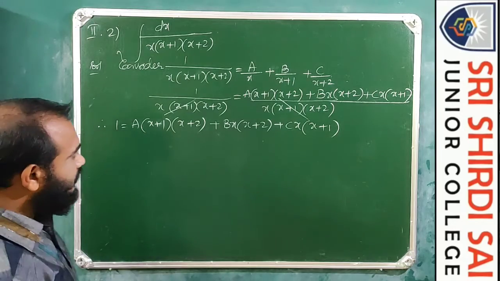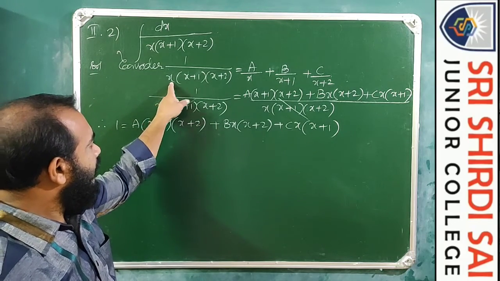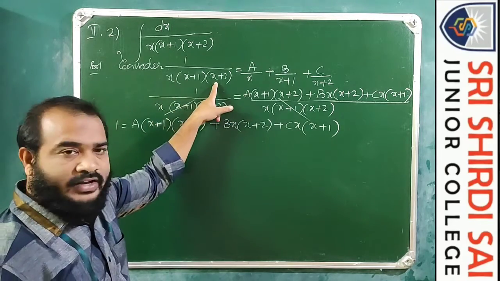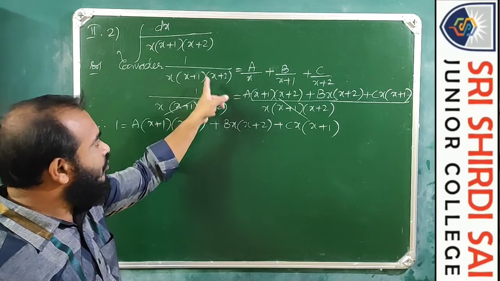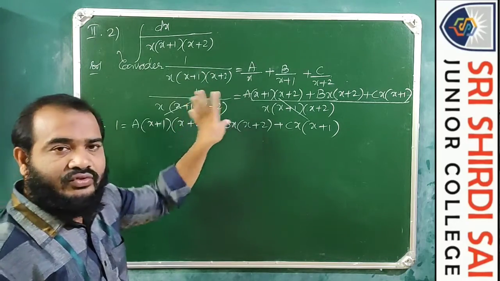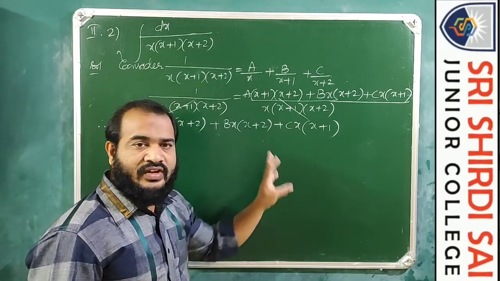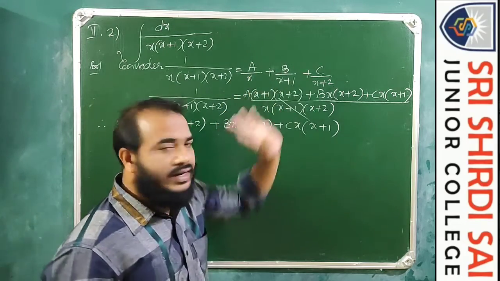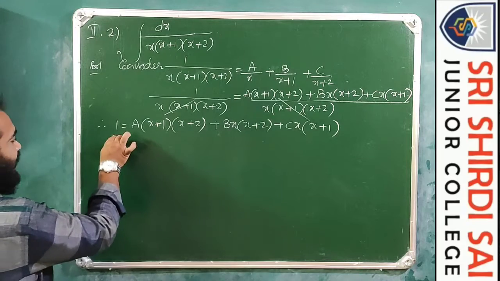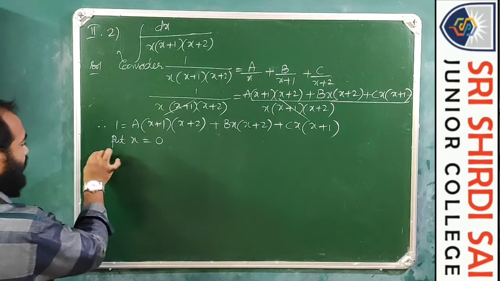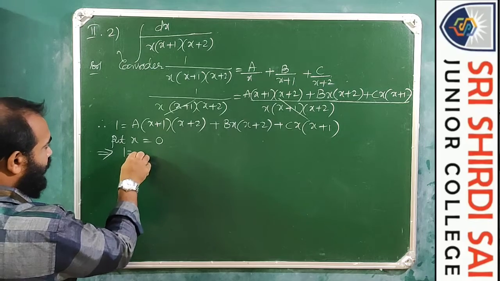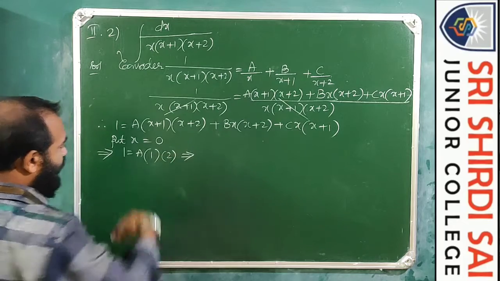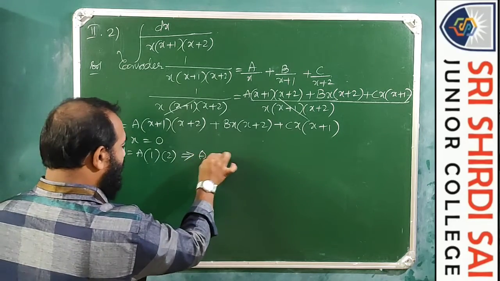Now, there are 3 factors. Equate them to 0, then x equals 0, x equals minus 1, x equals minus 2 are the roots or solutions we are going to get. And as far as roots or solutions are concerned, they have to satisfy the given equation. In that way, we will get the values of A, B and C. Put x equals 0, then we get 1 equals A into 0 plus 1 is 1, 0 plus 2 is 2. So 2A equals 1. From this, A equals half.